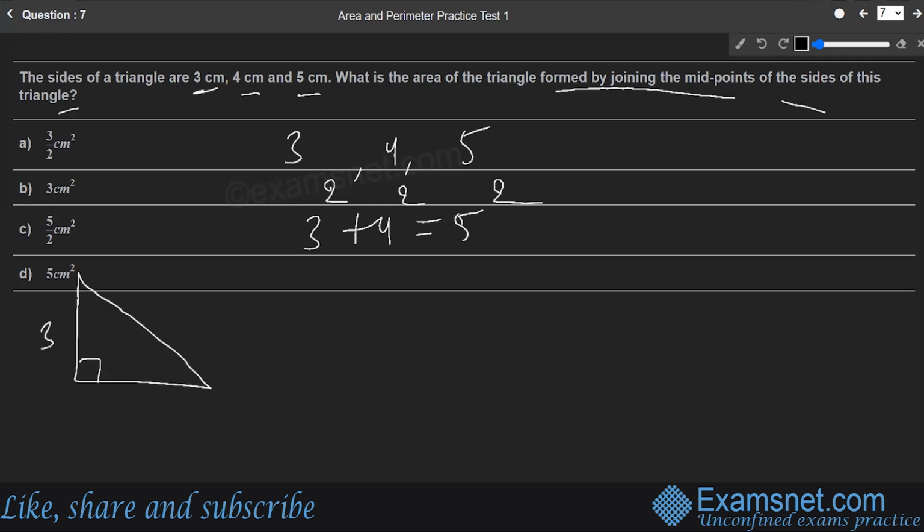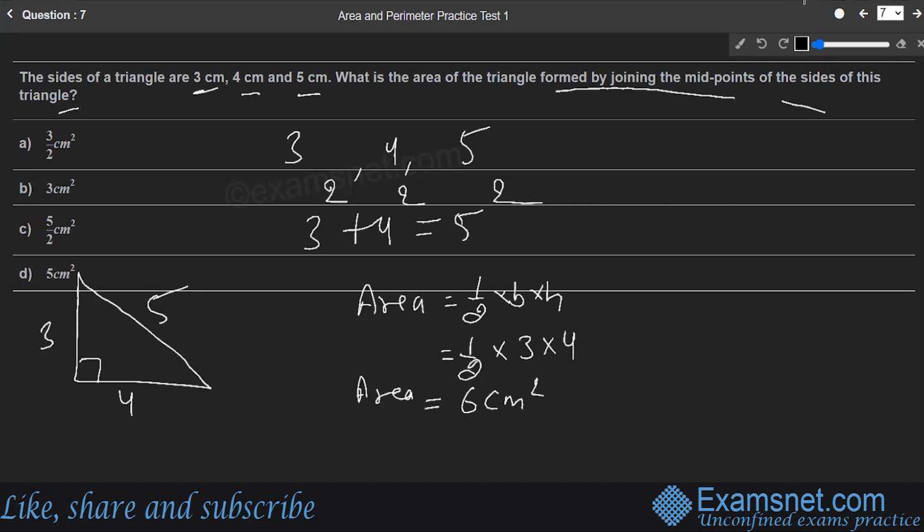Okay, we can say this is 3, this is 4, and this is 5. This happens in a right triangle only. So clearly the triangle indicated here is a right triangle. Now the area of the triangle will be how much? It will be half of base into height. Let's take 3 as base and 4 as height. So it becomes 6 centimeter square. That is the area of this whole triangle.